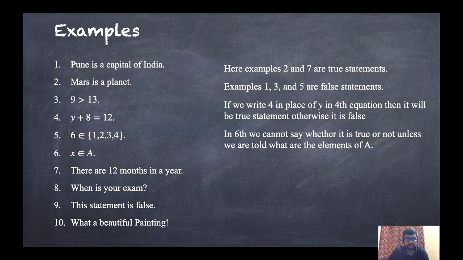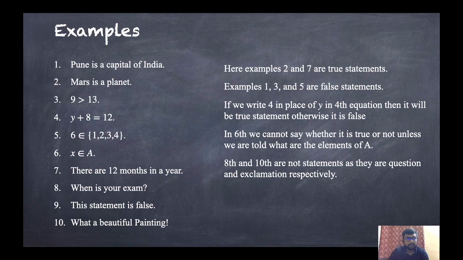Now consider the sixth. Here x belongs to A. We cannot say whether it is true or false unless we are told what the elements of A are. We don't know the elements of A, so we cannot say whether x belongs to A or not. So it is also not true, not false, and it is not a statement. Now the eighth and ninth, when is your exam? And the tenth one, what a beautiful painting. The eighth one is a question, so it is not a statement. And what a beautiful painting is an exclamation, which is also not a statement because we cannot justify whether it is true or not.